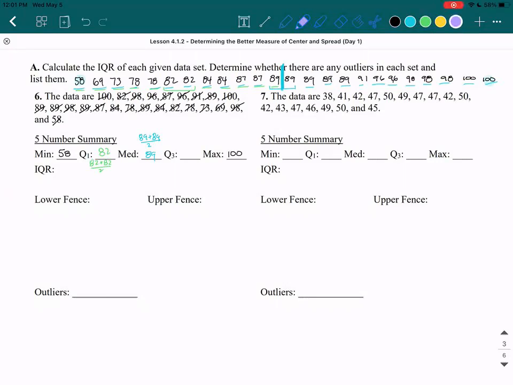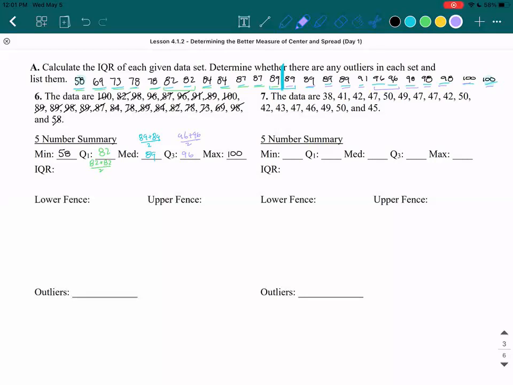Let's do our Q3 with the second half. So we're going to cross, cross, and keep doing that. We got two numbers in the middle, 96 and 96. Gives us 96 as our Q3. All right, here's our 5-number summary.